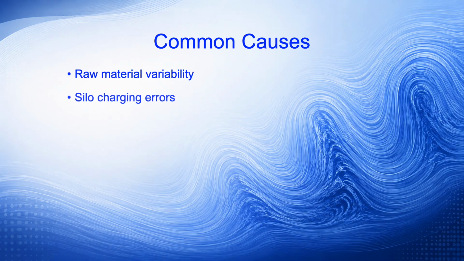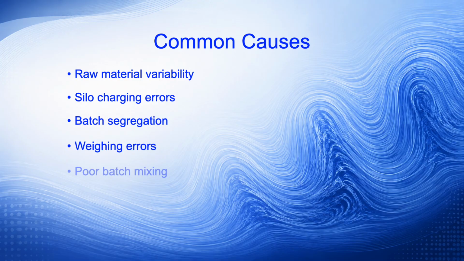Reams are usually associated with large-scale compositional disturbances. Common causes include raw material variability, silo charging errors, batch segregation, weighing errors, poor batch mixing, and inadequate furnace convection. These conditions can prevent complete homogenization of the melt and lead to broad refractive index variations in the finished glass.